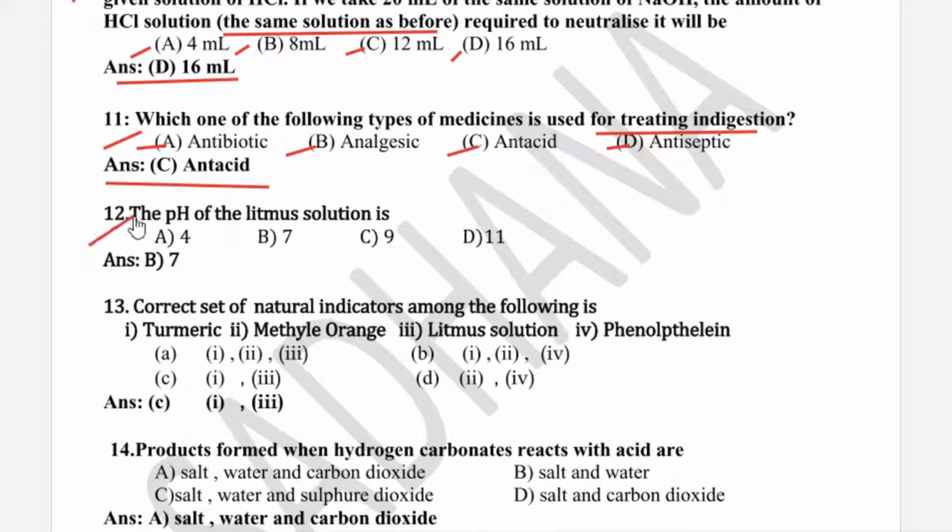Question number 12. The pH of the litmus solution is. Option A 4, option B 7, option C 9, option D 11. The pH of the litmus solution is 7. Option B is the correct one here, 7. Next question.